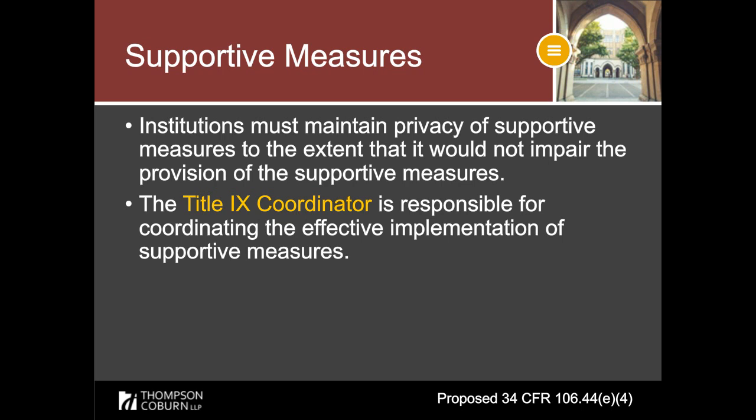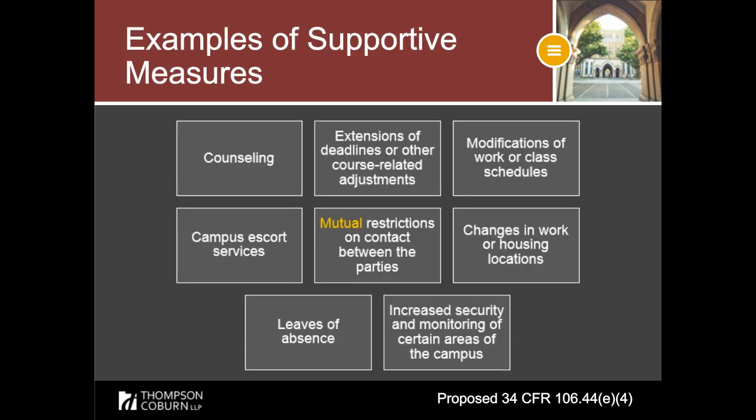There are also some examples of supportive measures that are offered. Counseling. This is all stuff I think we've seen before, but it's good that it's in the rule. You could, by the way, when you comment, suggest the department expand or revise this list. That's always something. It's not an exhaustive list. It's just exemplary. Counseling, extensions of deadlines, modifications of work class or schedules, campus escort services, mutual restrictions on contact between the parties, changes in work or housing locations, leaves of absence, increased security and monitoring of certain areas of the campus.